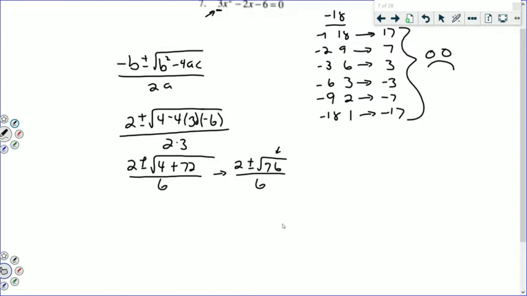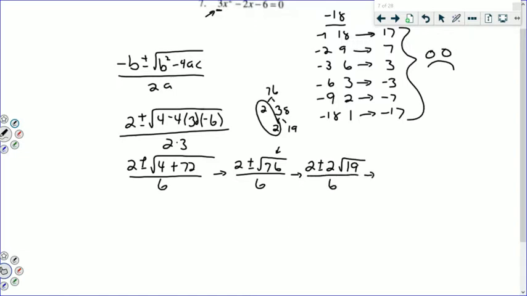So what we're going to do is make a factor tree. So we have 76 splits into 2 and 38, which splits into 2 and 19. Okay, 2 and 19. 19 is a prime number, but we do have a pair of 2's that's going to escape our radical. So we're going to continue and say 2 plus or minus our 2 that escaped times our radical of the stuff that's left over, radical 19, over 6.